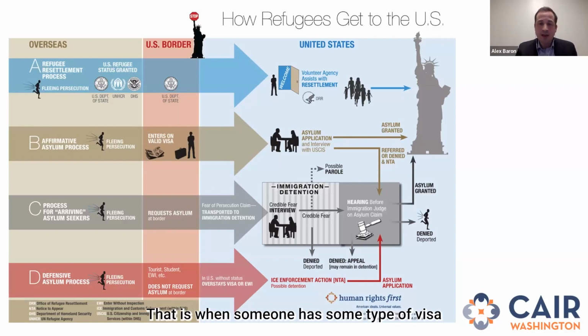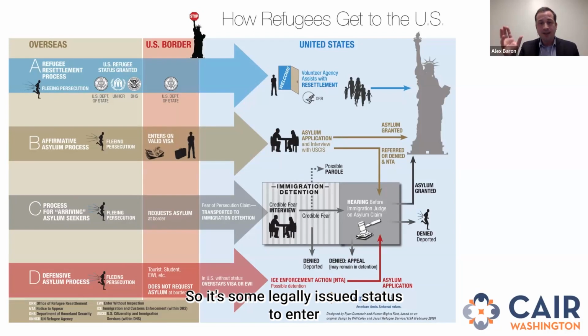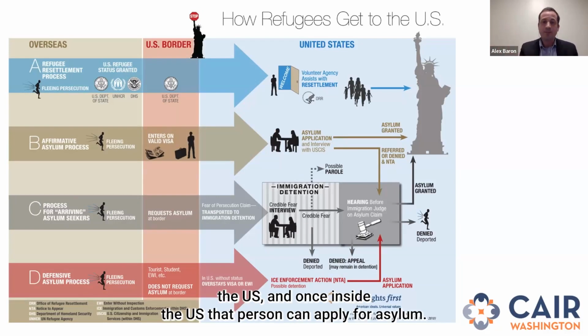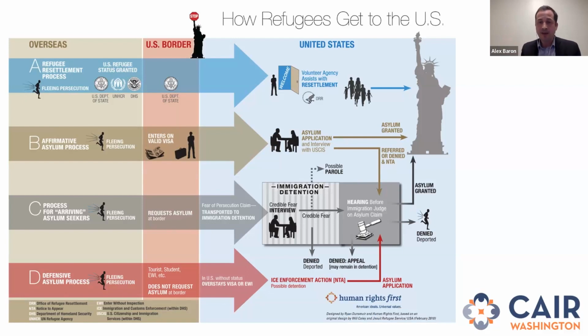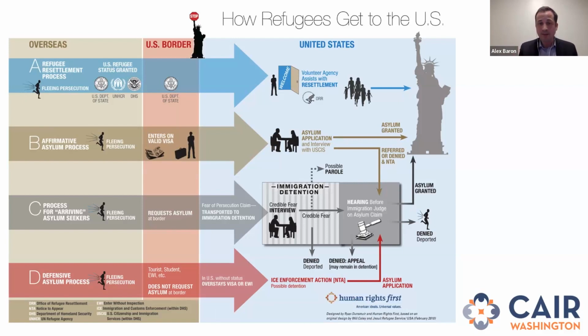Second arrow is called affirmative asylum process. That is when someone has some type of visa to enter the US or parole in the case of many newly arrived Afghans, for example. So it's some legally issued status to enter the US, and once inside the US, that person can apply for asylum. And the result of that application will be an interview with a Homeland Security officer in an office somewhere.